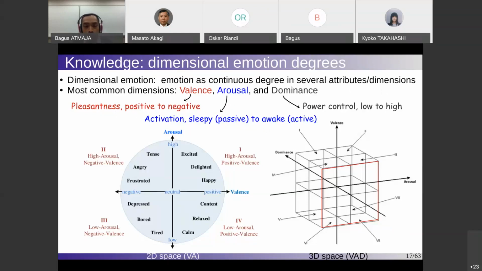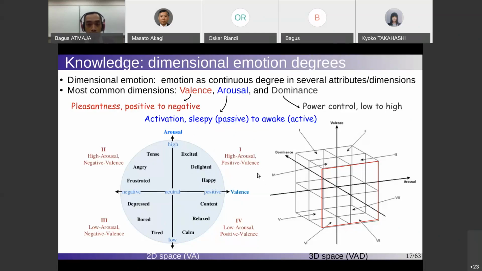And according to Russell, he argued that categorical emotion can be derived from valence-arousal space, like in this picture. So if we know the degree of arousal and valence, it is possible to obtain the categorical emotion. For example, if valence is high and arousal is high, maybe he's happy here. But if we add one more piece of information, in this case dominance, it will be more informative than the previous one.